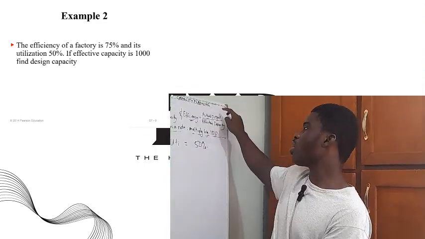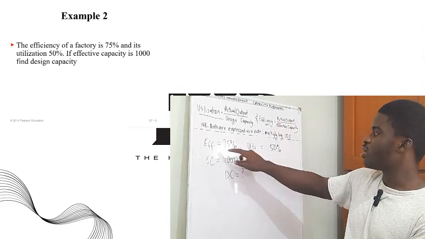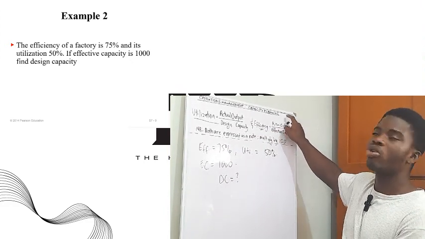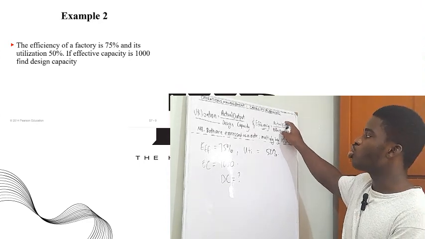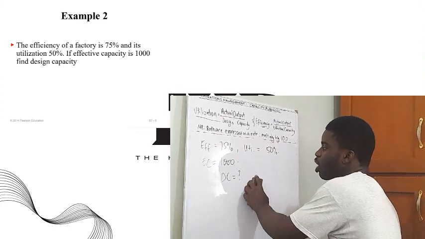That's given by actual output over effective capacity. We have the effective capacity, and we also have an efficiency of 75, right? So you can use that to find the actual output, which we then use in our calculations over here to find design capacity. So the first step would be to find the actual output.